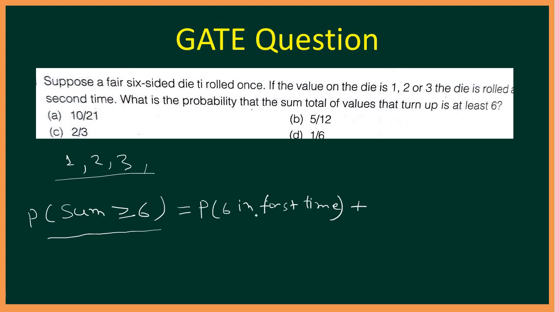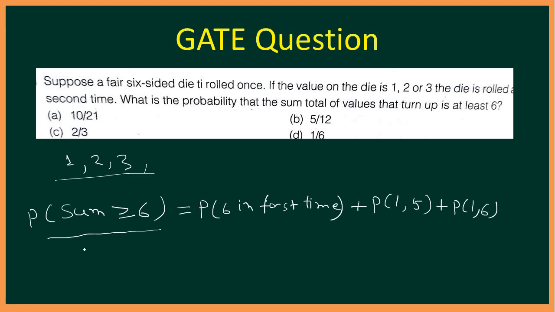Plus, I am writing plus, because we may get the 6 in the first time, or we may get it in the first time plus second time also. Whenever we get 1, 2 or 3 in the first time, we get a second roll. So if we get 1 in the first time and 5 in the second time, then the sum is equal to 6 or greater than 6. Similarly, we will get a sum greater than 6 when we get 1 in the first time and 6 in the second time.